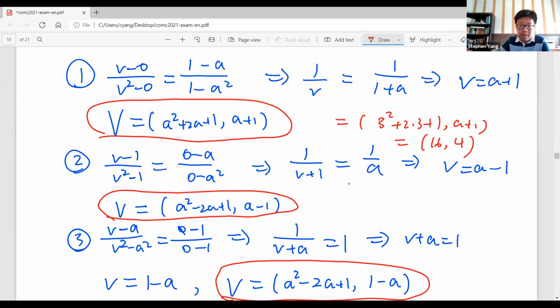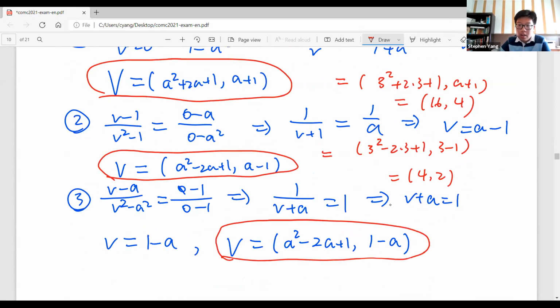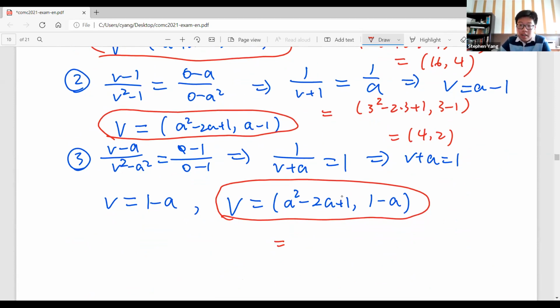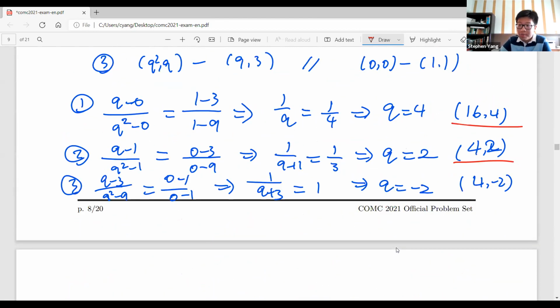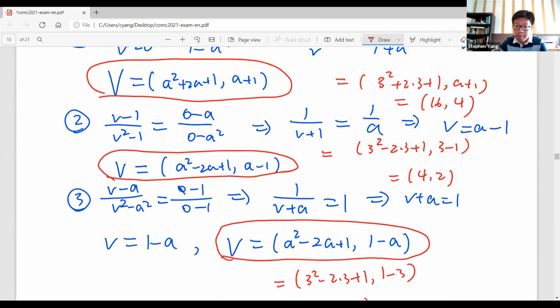And in the second case, we could verify it by putting in a. So we have 3 squared minus 2 times 3 plus 1, and 3 minus 1. So that is equal to 9 minus 6 is 3 plus 1 is 4, so 4, 2. And this also matches our answer in part B. And lastly, we have this one. When we plug in a is equal to 3, we have 3 squared minus 2 times 3 plus 1, and 1 minus 3. So here you have 9 minus 6 plus 1, that is 4 again, so 4 and negative 2. And this also matches with our answer in part B, the 4, negative 2. Okay, so these three are the only three coordinates for this problem.